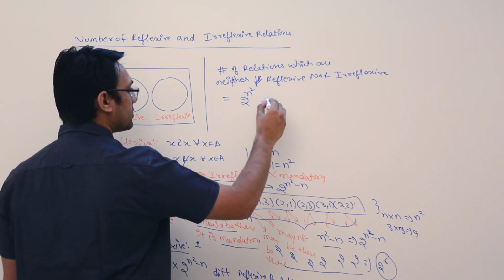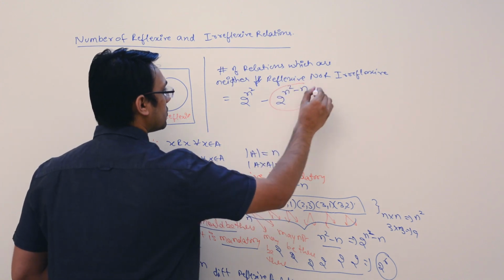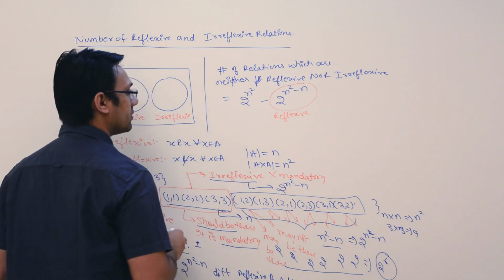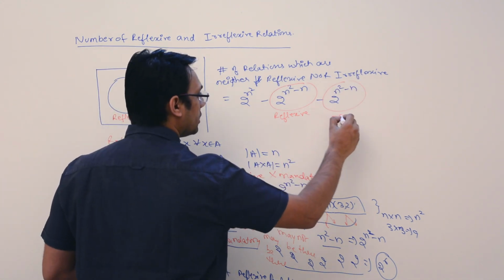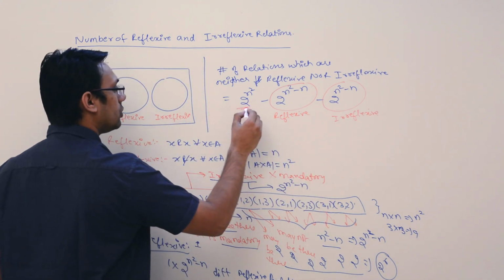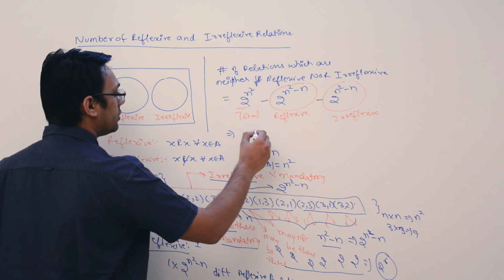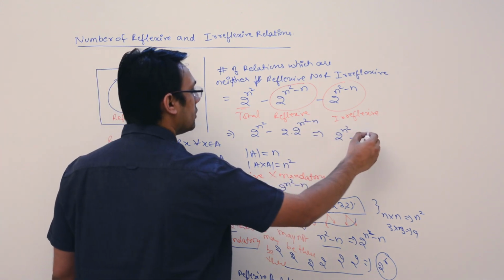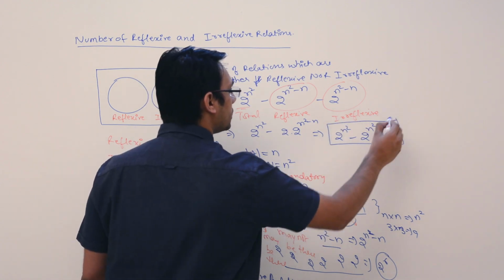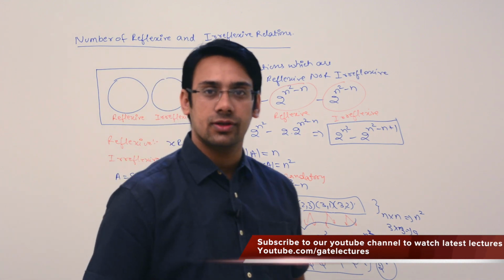Then how many relations are reflexive? There are 2 raised to power n square minus n relations which are reflexive. So we subtract these. And also subtract the number of relations which are irreflexive. These are the total number of relations. You can clearly see what we are doing here. So you can write it like this: 2 raised to power n square minus 2 into 2 raised to power n square minus n, or 2 raised to power n square minus 2 raised to power n square minus n plus 1. So these are the number of relations which are neither reflexive nor irreflexive. Okay, fine. So now let us look at some of the relations which are irreflexive.